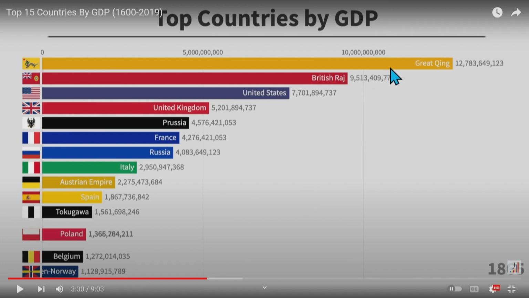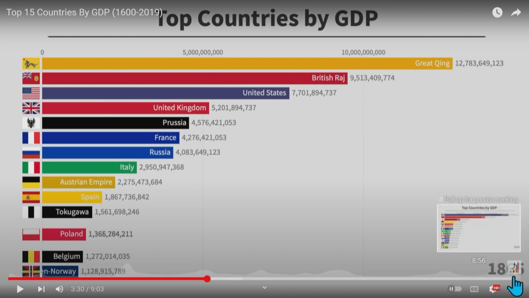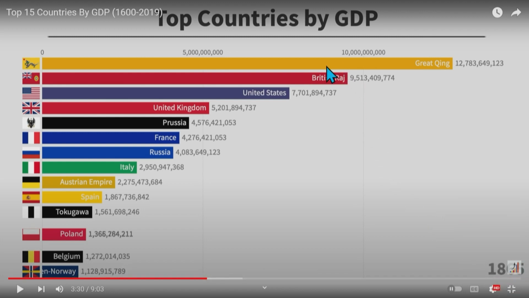So China is still the biggest economy in the world in 1860 something, right? And England or Britain is now number 2 through India. UK is here, they are here and here, okay? And United States is number 3, becoming a world power.